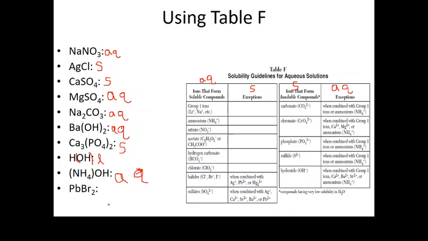Last one we have here is lead. Lead, Br2, so we're looking at Br2 maybe. Halides, halide with lead, double check our charge. Br is a minus, so this has to be a 2+. So we're an exception to being aqueous, therefore we are a solid.